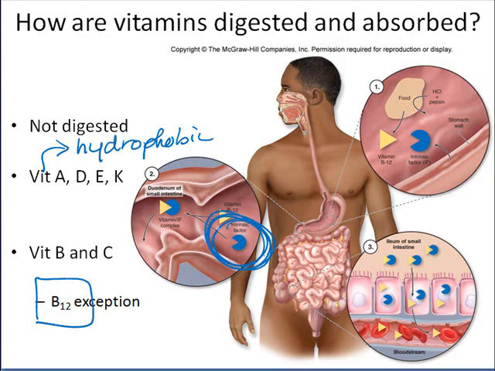Intrinsic factor binds with vitamin B12, and then it facilitates the movement of vitamin B12 into the cell. At that point, the intestinal cell separates the vitamin B12 from the intrinsic factor and releases the vitamin B12 into the blood, and the intrinsic factor can then be recycled and used again for another round of absorption. That's all I'm going to say about vitamins, and that concludes chemical digestion.